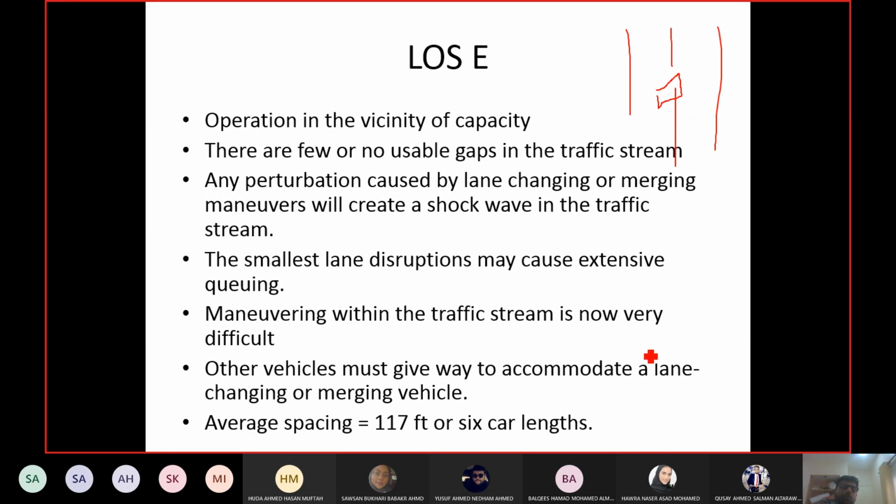So the point here is, in level of service E, even minor lane changes have to wait, have to be delayed, and the drivers have to give you the way in order to make this change. So the spacing in this case is 117 feet or 6 car lengths.